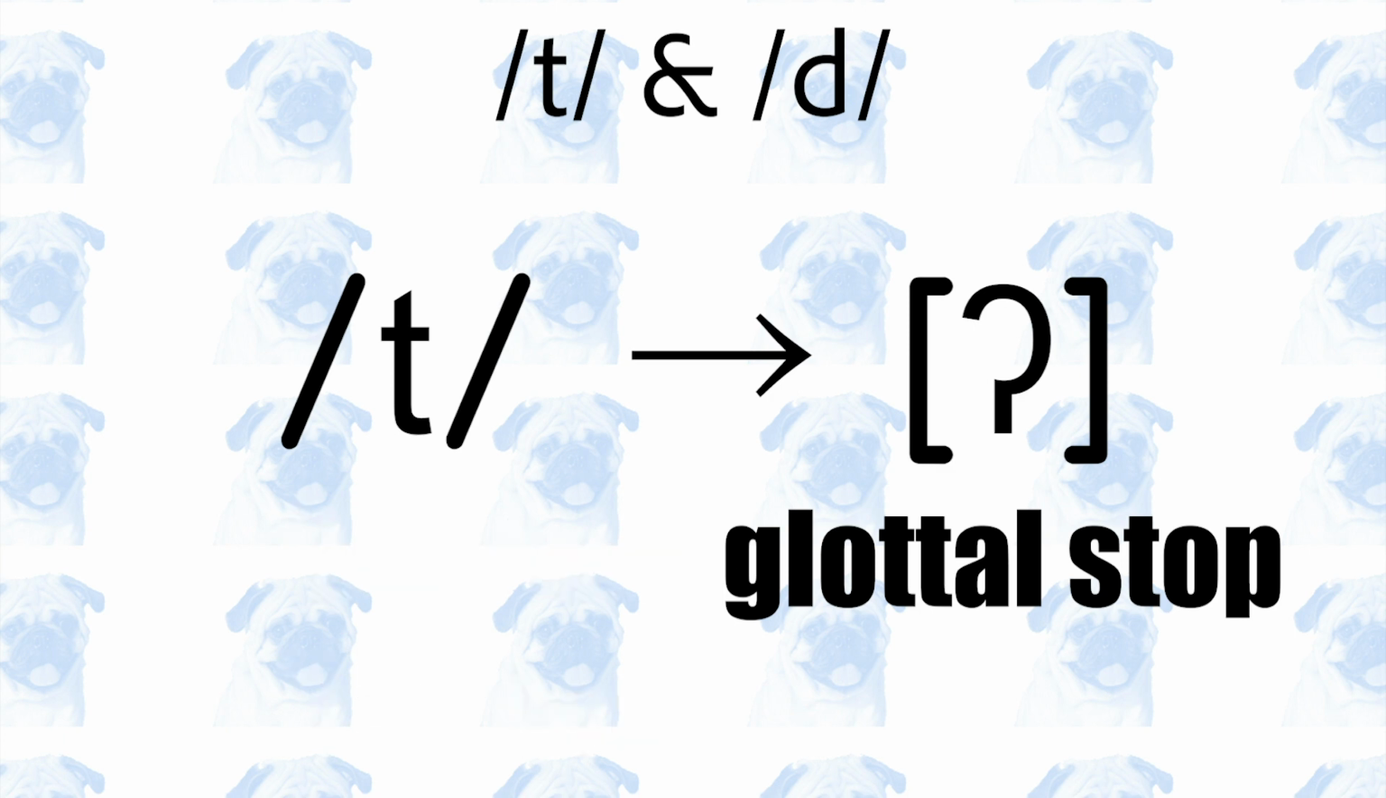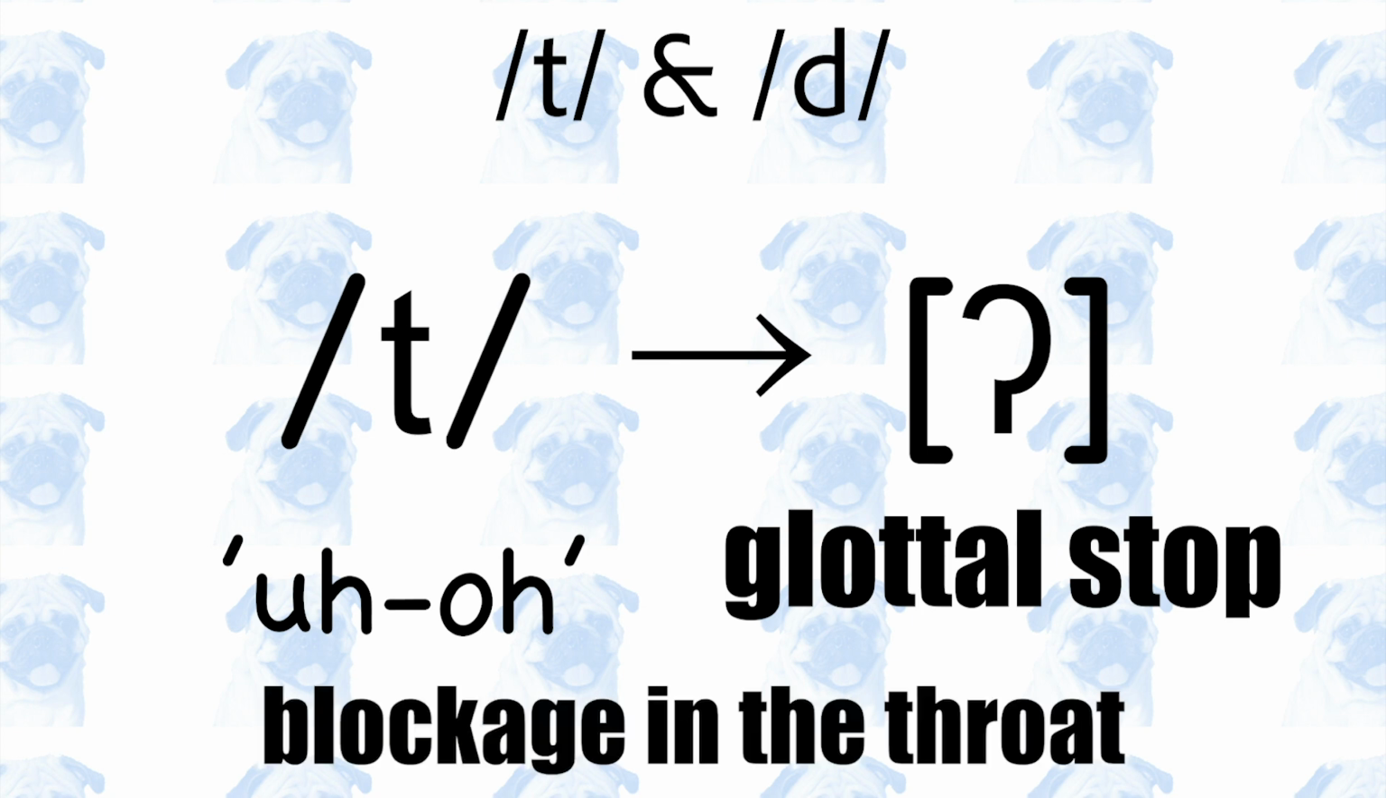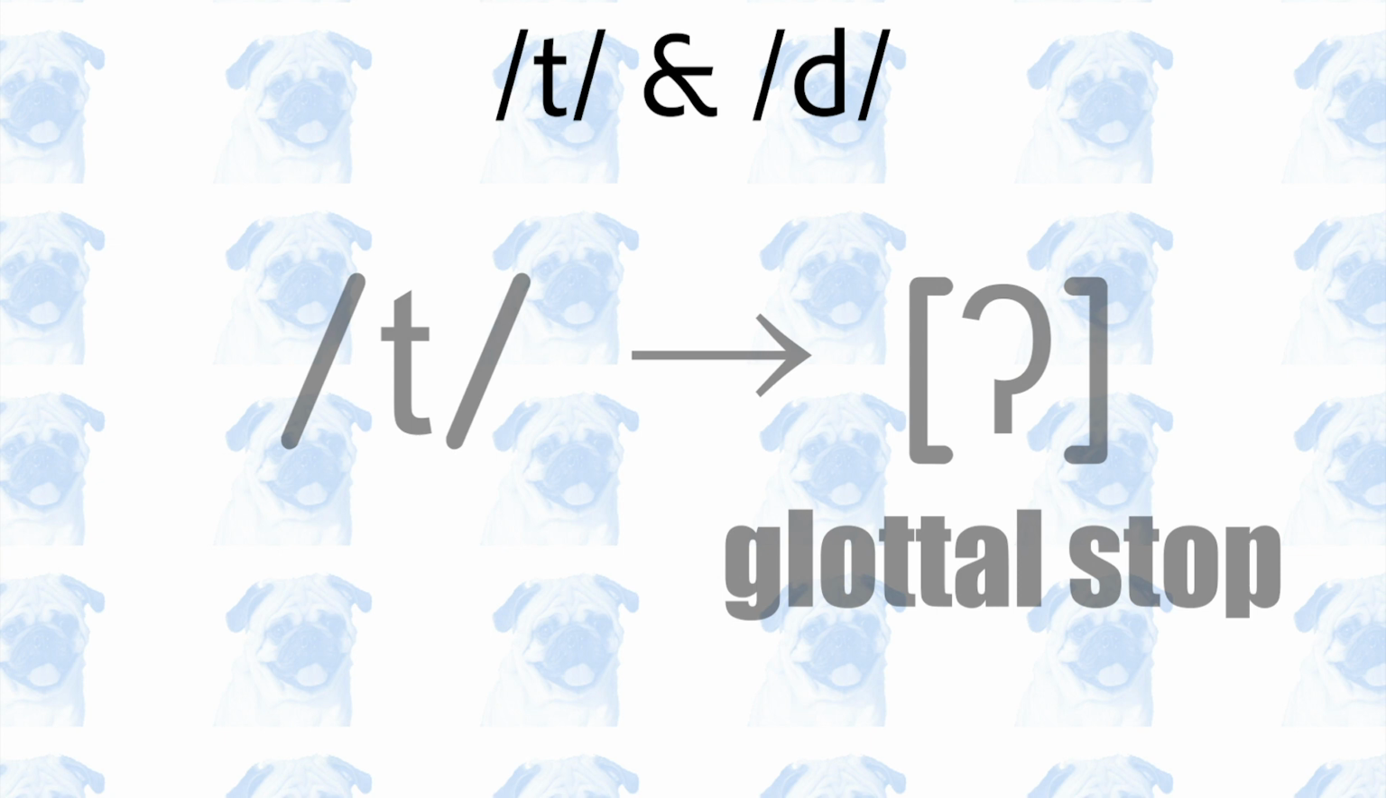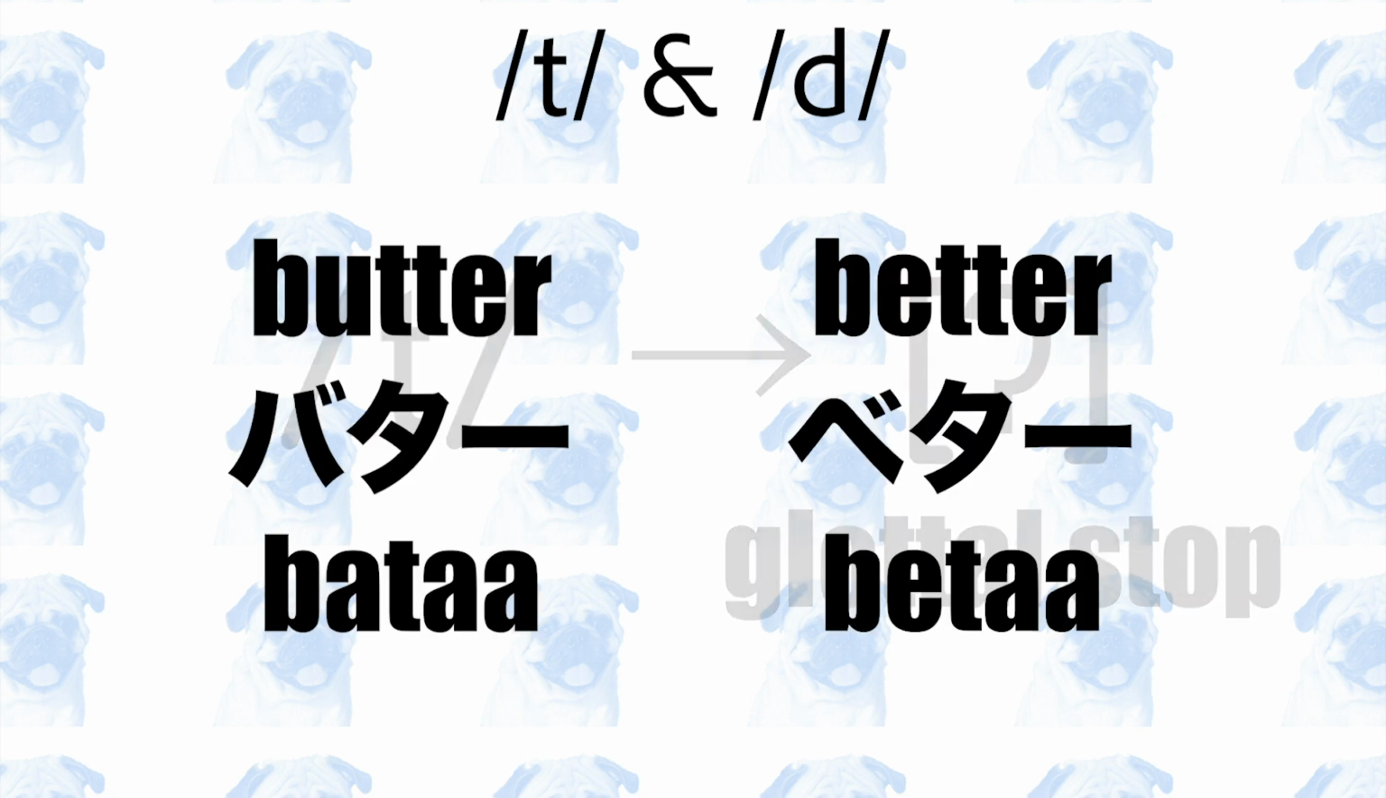If you don't know what a glottal stop is, think about how you say the phrase uh-oh. Between a and o, most people create a brief blockage in the throat. This is the glottal stop. This phenomenon, however, does not happen in the Japanese accent, so Japanese speakers would say bata and beta.